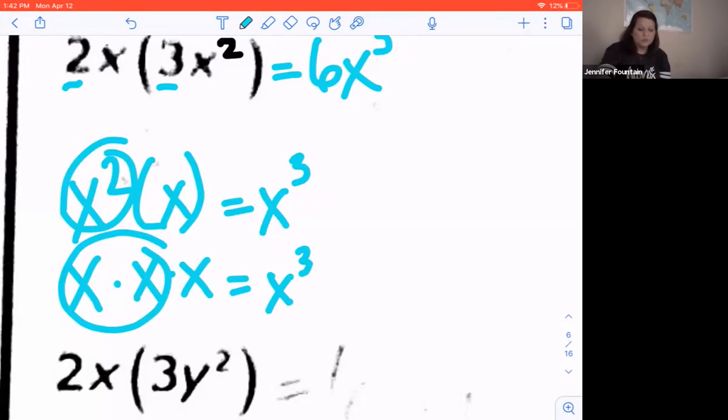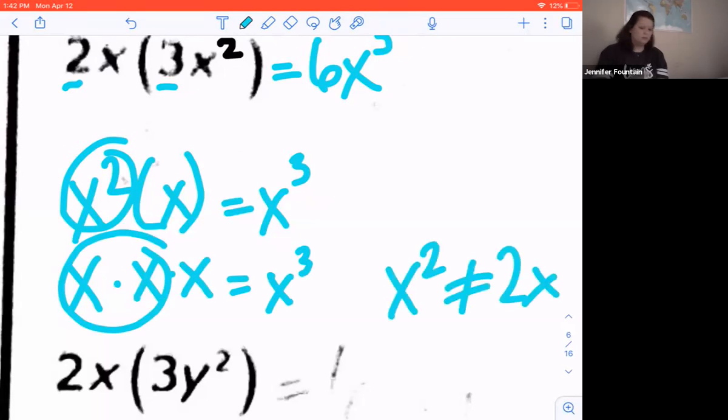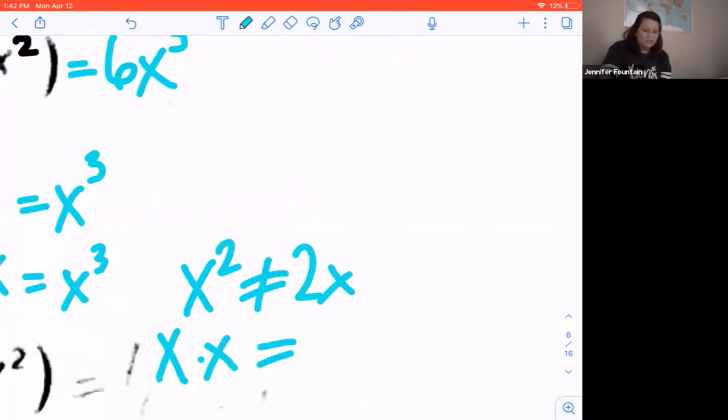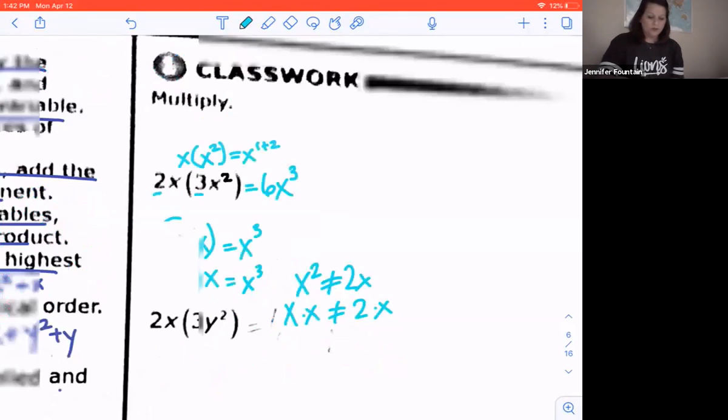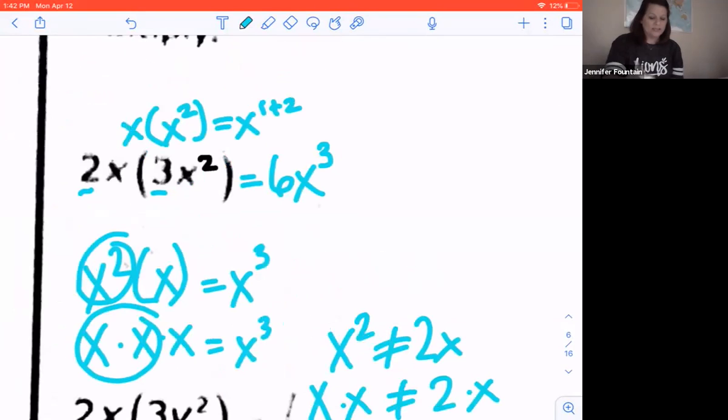Remember, x squared and 2x are not the same thing. X squared is x times x. 2x is 2 times x. Those are two different things. So I want to make sure I'm paying close attention: when I have a variable with an exponent, all I'm doing is keeping my variables the same and adding the exponents. Okay, so for that first one, I ended up with 6x cubed.